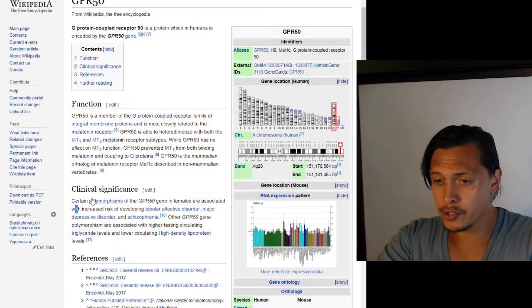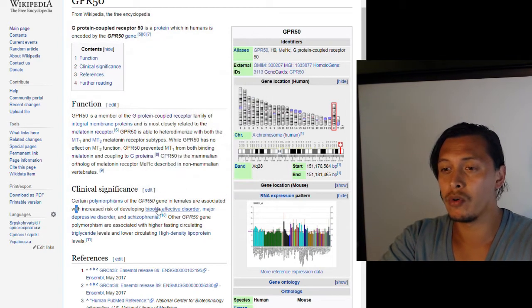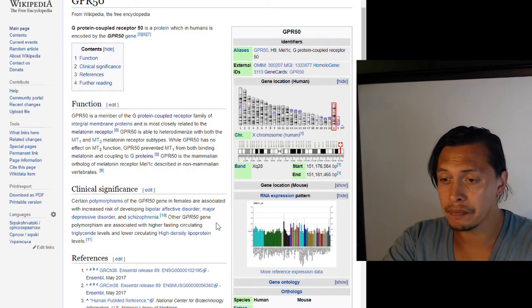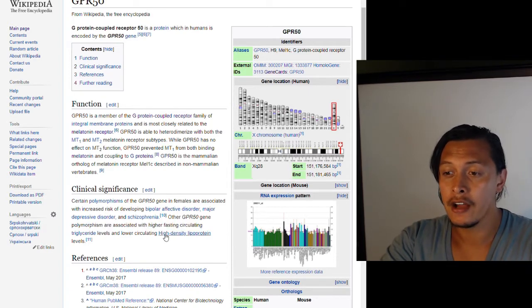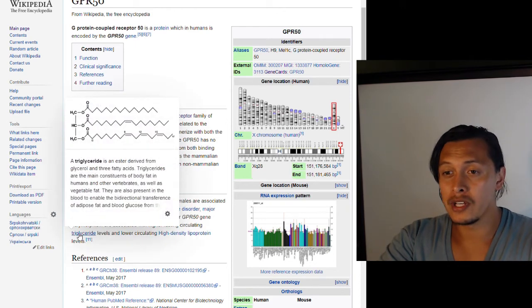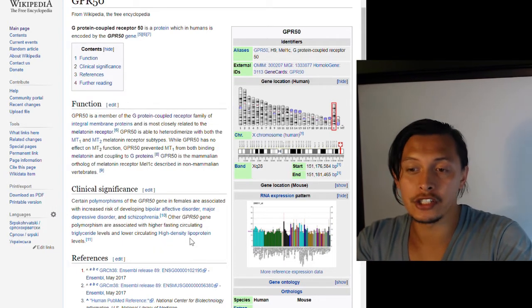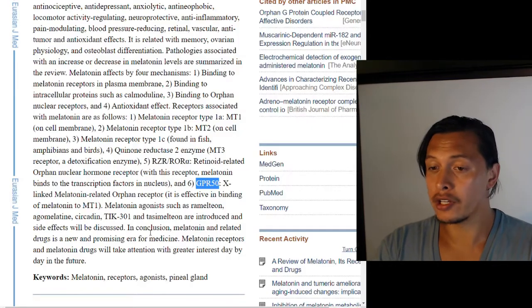And there are certain mutations in this gene that have been linked with bipolar affective disorder, major depressive disorder, and schizophrenia. So that is interesting. And other GPR50 gene polymorphisms are associated with higher fasting circulating triglycerides. So these would be fats circulating in your bloodstream, and lower levels of high-density lipoprotein, which is the HDL cholesterol, which is what many consider the good cholesterol.